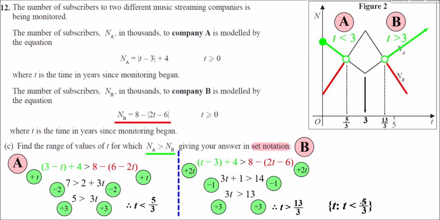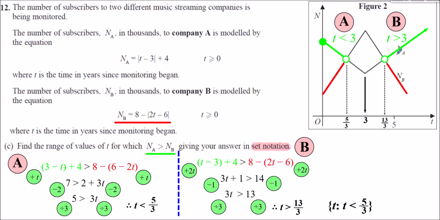Now, to be perfectly honest with you, you could have said t such that 0 is less than or equal to t, then this symbol here, 5 over 3. So I guess what I'm trying to say is, you could have done it like this: t such that t is at least 0, because it could be 0, but less than 5 over 3. You don't need to put this because it's implied that you know full well the time can't be negative. So you can be a bit minimalist, that's absolutely fine.